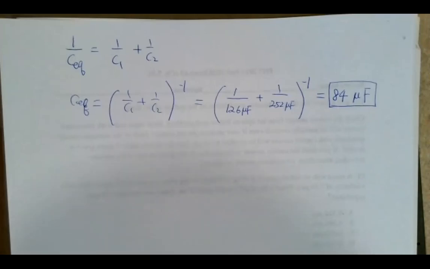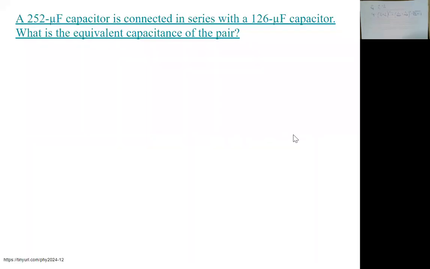Any questions you guys might have? All right, a little bit of summary over here. If you have capacitors in parallel, then the equivalent capacitance is simply the summation of the capacitance of each capacitor. If you have capacitors in series, then you take the inverse of the capacitance of each capacitor, add them up, and then do the inverse of the sum.